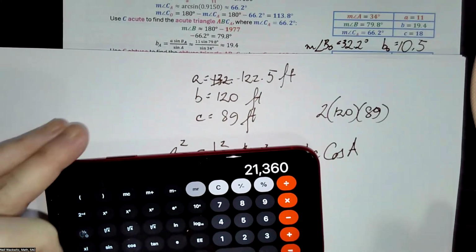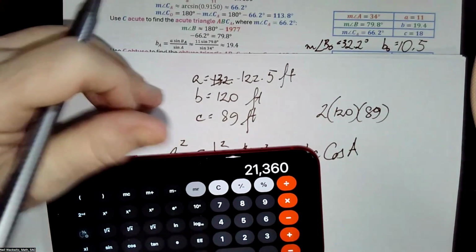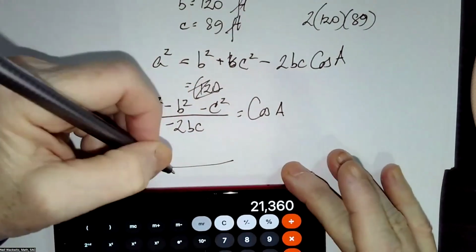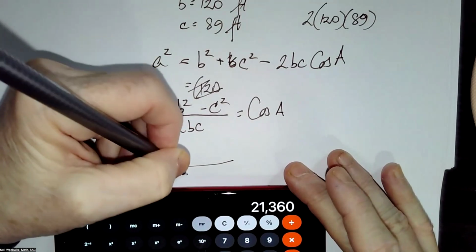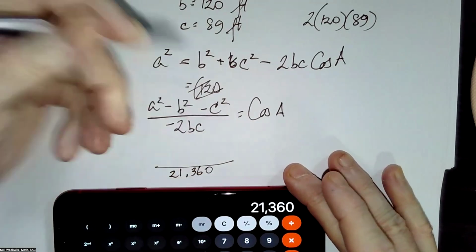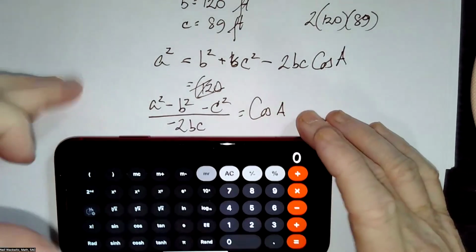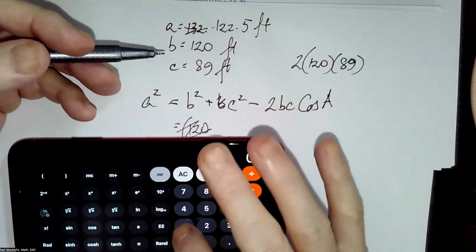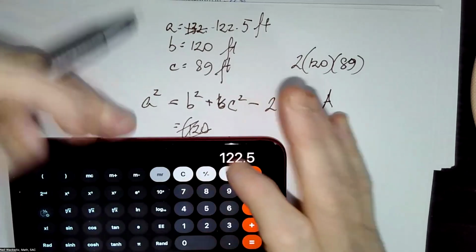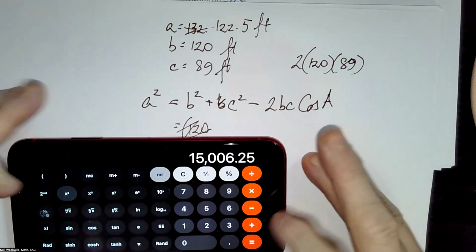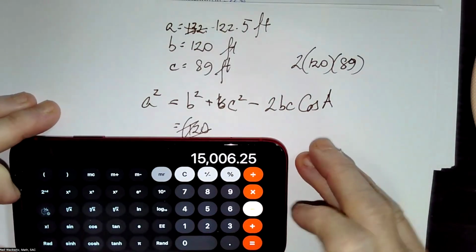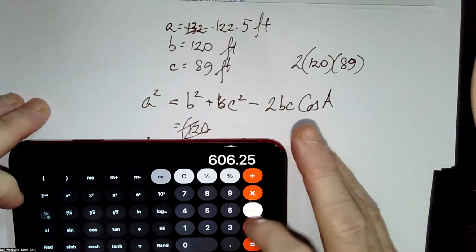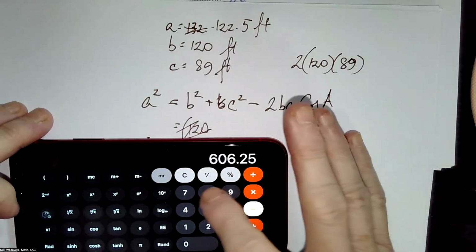I got 21,360. And now we can find the numerator. So A was 122.5. B was 120. And C was 89.